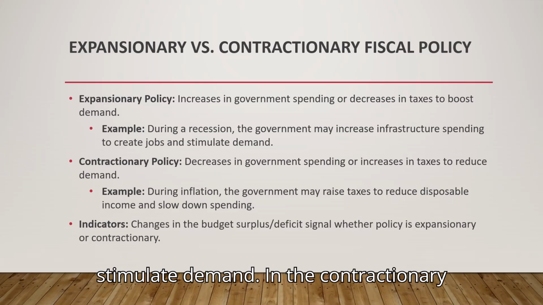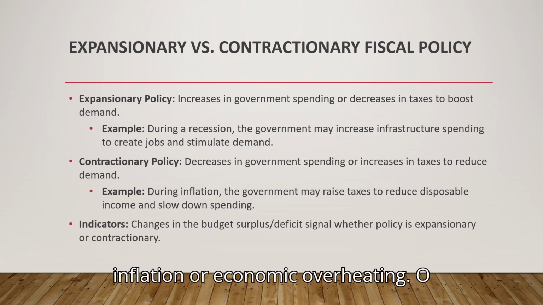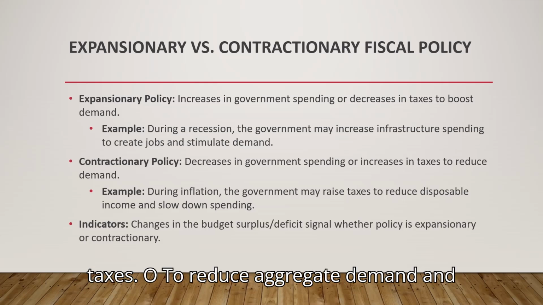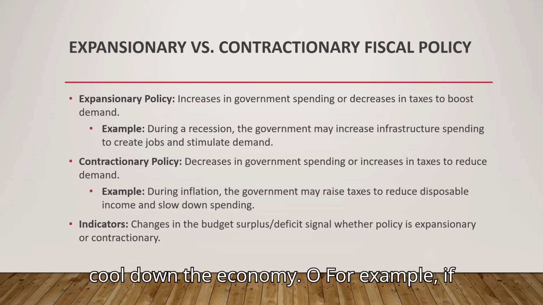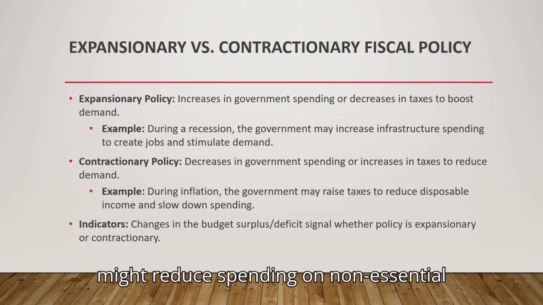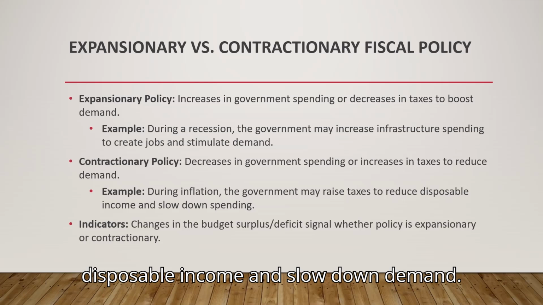taxes to stimulate demand. And the contractionary fiscal policy is used during periods of high inflation or economic overheating: decreasing government spending or raising taxes to reduce aggregate demand and cool down the economy. For example, if inflation is too high, the government might reduce spending on non-essential programs or increase taxes to reduce disposable income and slow down demand.